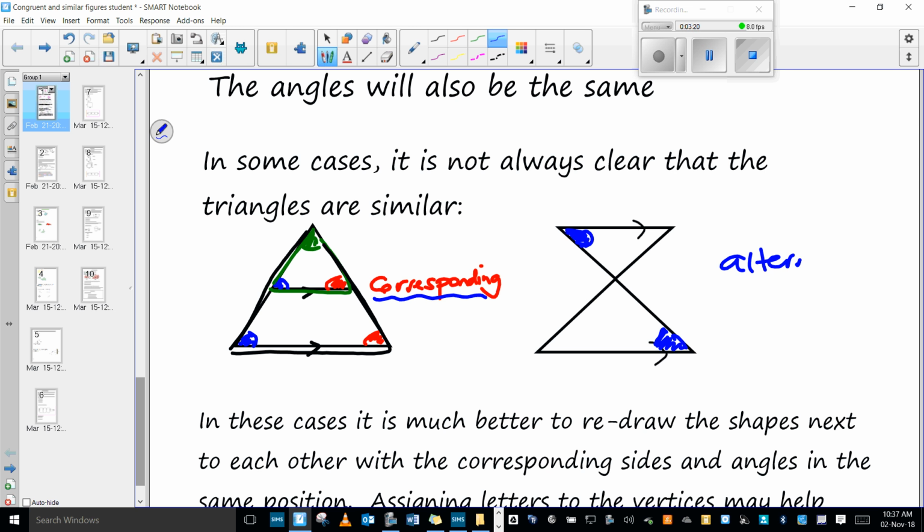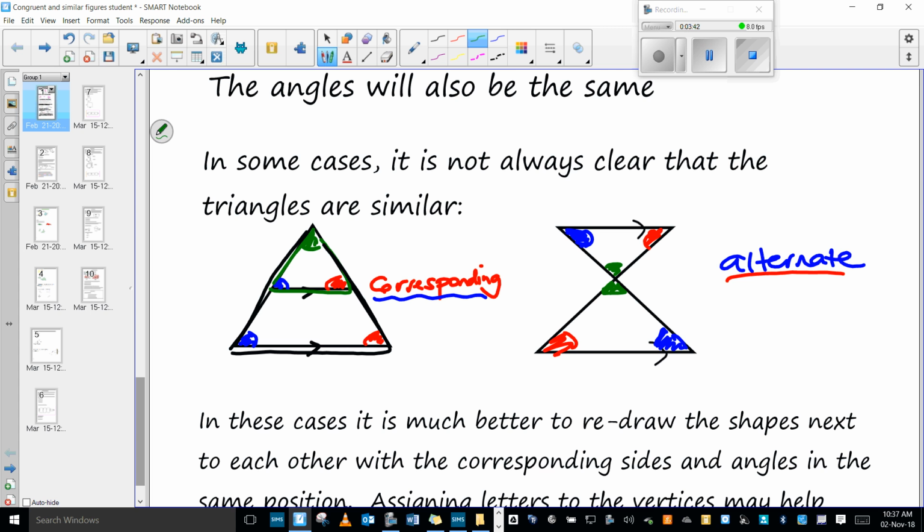I don't know how you want to remember it. I remember because they kind of make a Z shape, and it's A to Z, like the alphabet. And then I have weird ways to remember things. Obviously, these are also alternates. And then these are the other two angles. What kind of angles are they?